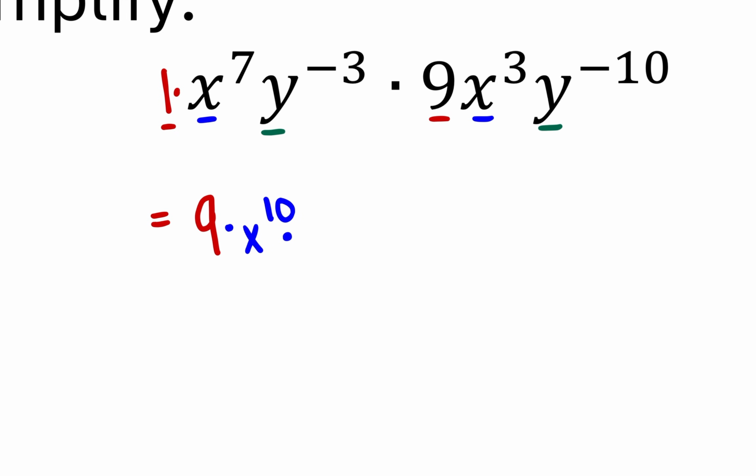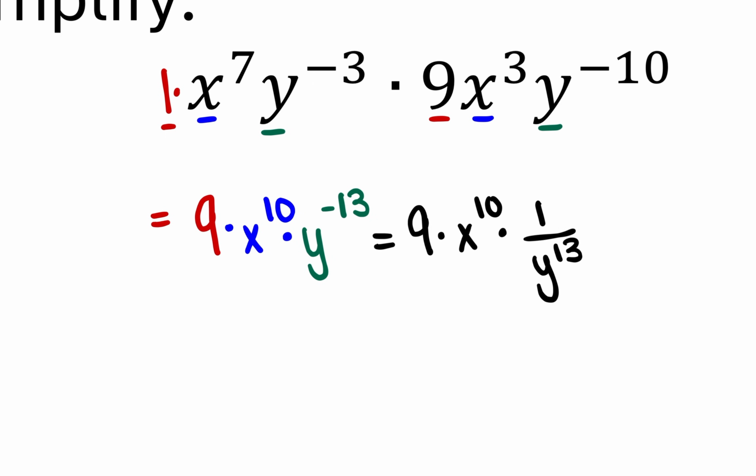We have y to the negative 3 times y to the negative 10. That's going to be what? Y to the negative 13 if we add them together. Keep in mind that we cannot have negative exponents, so we will rewrite this to be 9 remains the same times x to the 10 remains the same times 1 over y to the 13. And this will give us a final solution of 9x to the 10th on the numerator, all divided by y to the 13.